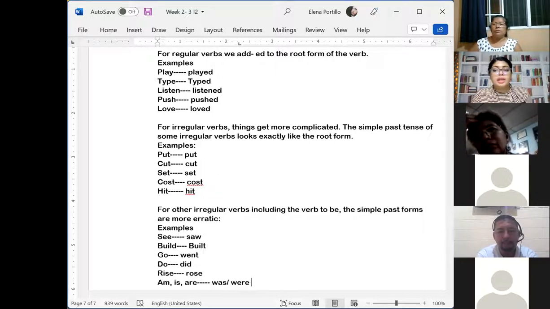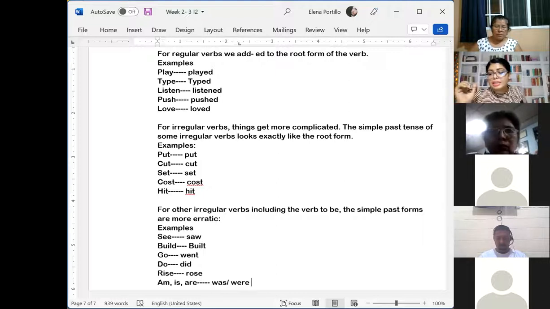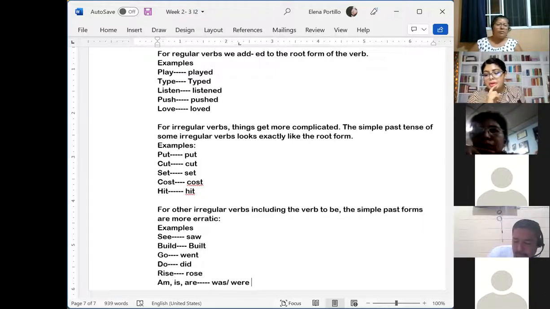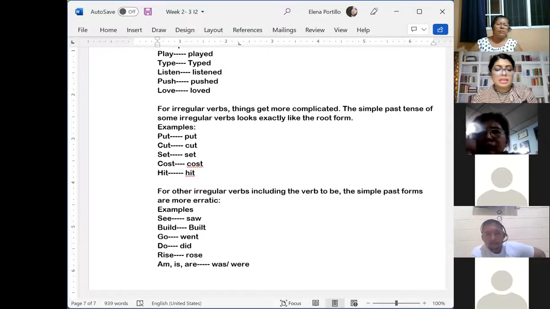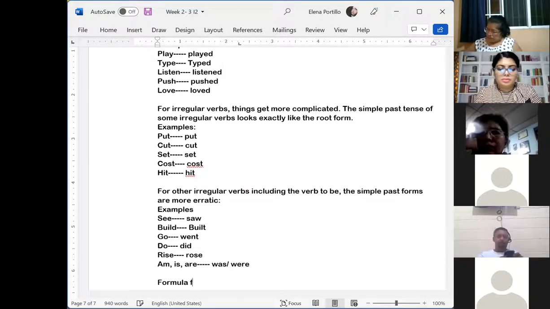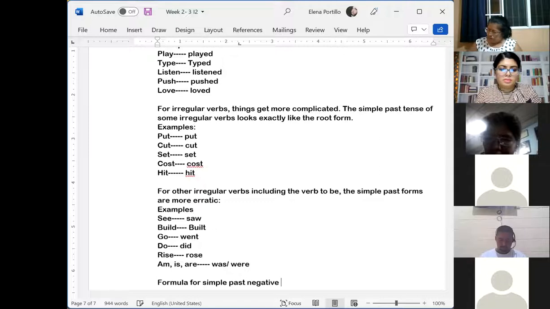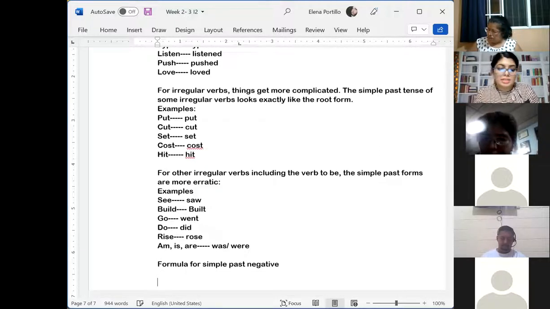So, in this case, it says how to make the simple past negative. It says that there is a formula for making simple past verbs negative. And it's the same for both regular and irregular verbs, except for the verb to be. The formula for creating negative sentences is: did, in this case did not, plus the root form of the verb.